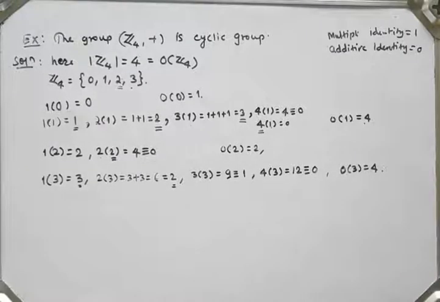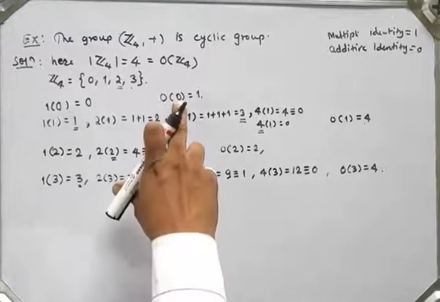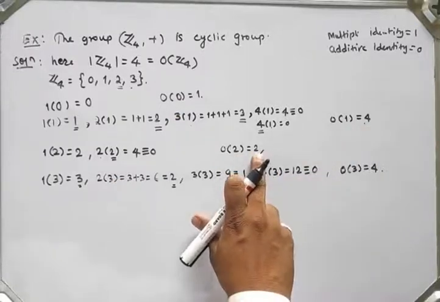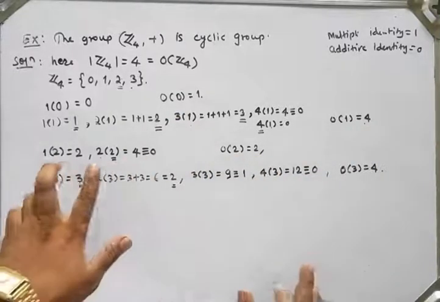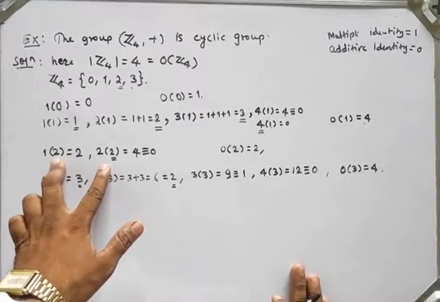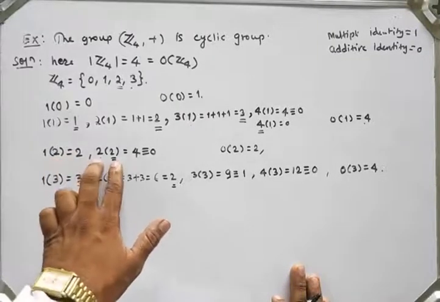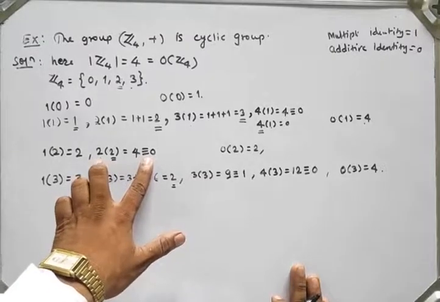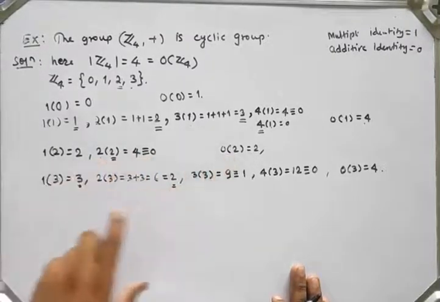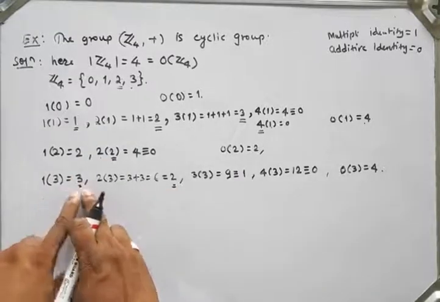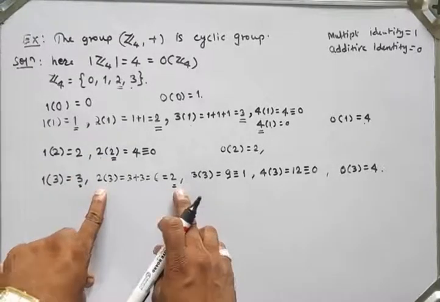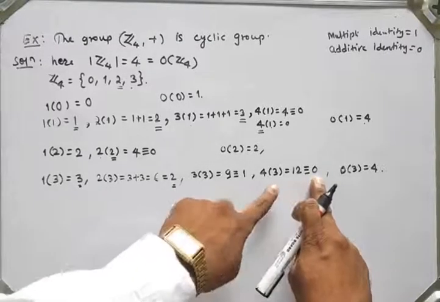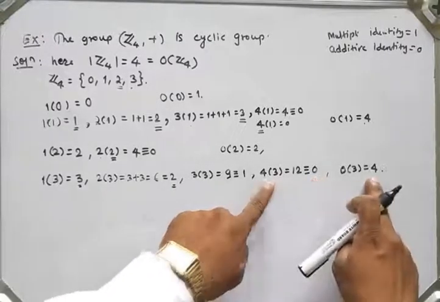Here the orders are: the order of 0 is 1, the order of 1 is 4, the order of 2 is 2. For 2, I get 0 after 2 additions: 1 into 2 is equal to 2, 2 into 2 is equal to 4, which is congruent to 0, so I stop. So the order of 2 is 2. Now 1 into 3 is 3, 2 into 3 is 2, 3 into 3 is 1, 4 into 3 is 0, so I will stop here. So the order of 3 will be 4, right?